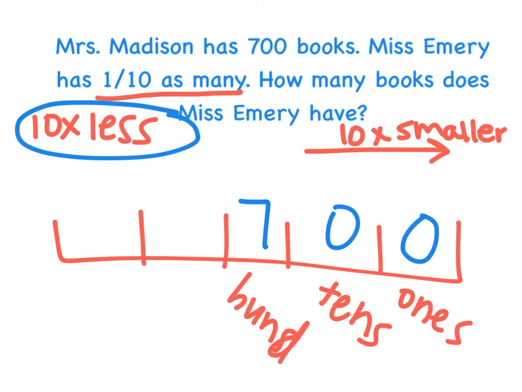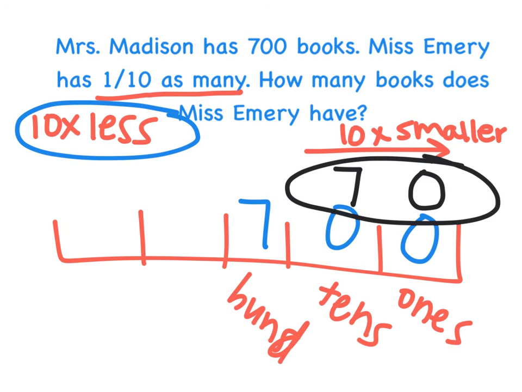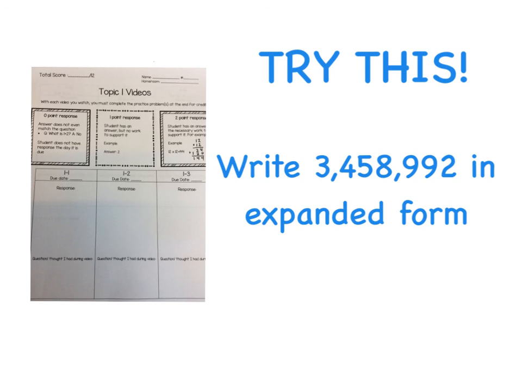And I can do that by scooting all of my numbers one place value spot to the right. Scooting things one place value spot to the right makes them 10 times smaller. So I scooted everything over once to the right, and I got my new number, 70, which would be the answer to this. Miss Emery would have 70 books, and Mrs. Madison has 700.